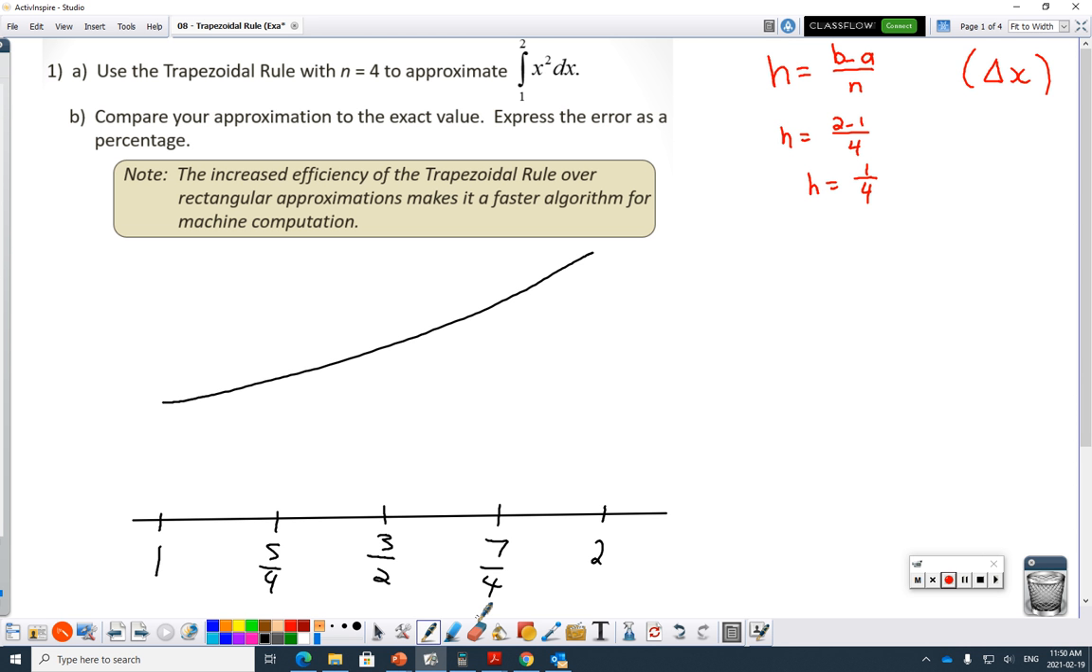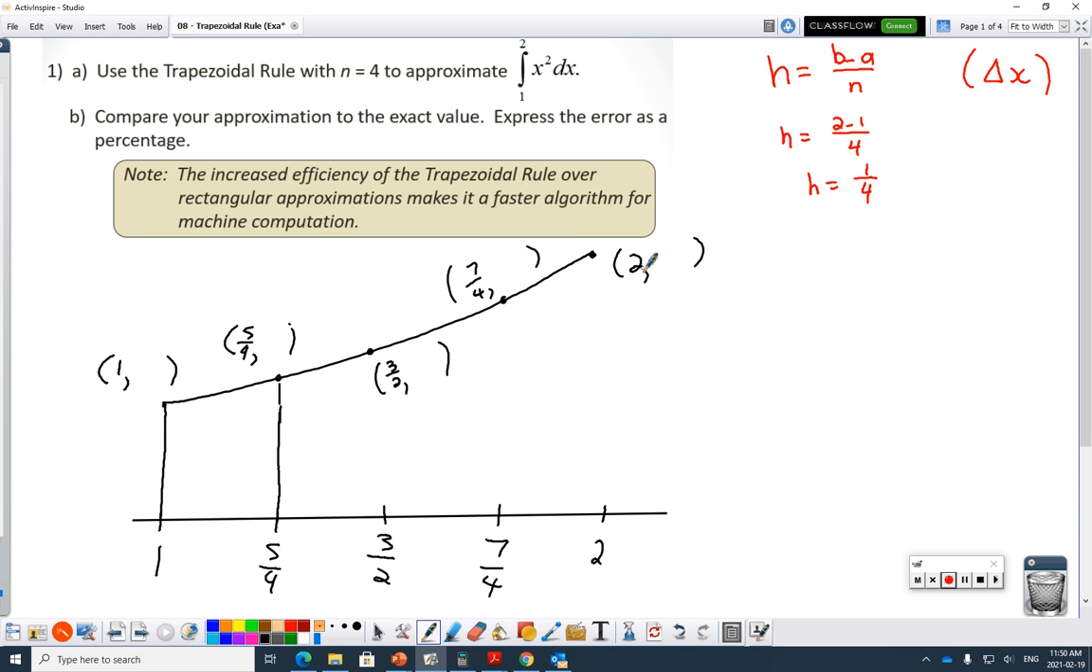And so, my little trapezoids, let's talk about the first trapezoid. Can you sort of see the first trapezoid there? I know it's curved, so it's not going to be perfect, but that's sort of the first trapezoid. So what I need is this y value, 1 comma, the first y value. And then I need this y value: 5/4 comma the y value. Then I need this y value: 3/2, not 3/2, 5/4, silly. 3/2, comma, the y value. And then here, 7/4, comma, the y value. And then here, 2, comma, the y value.